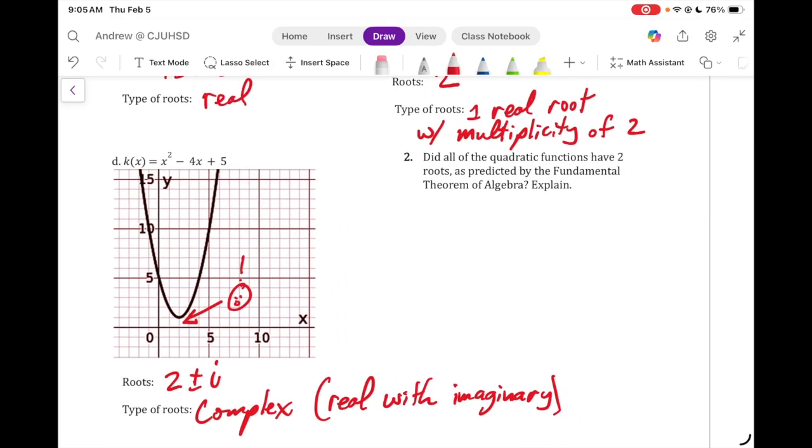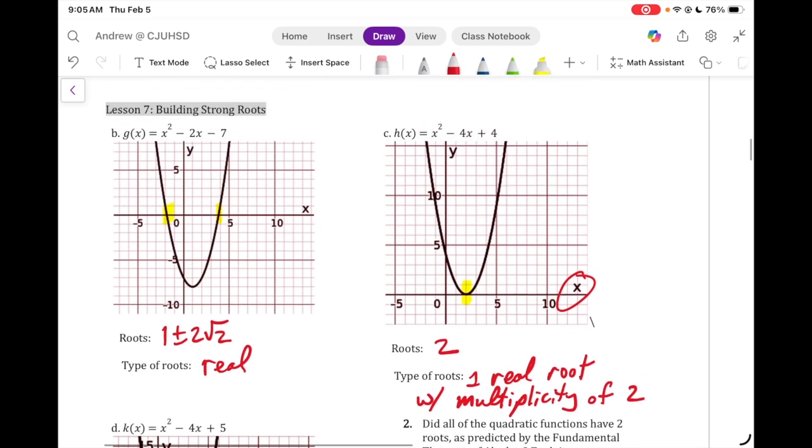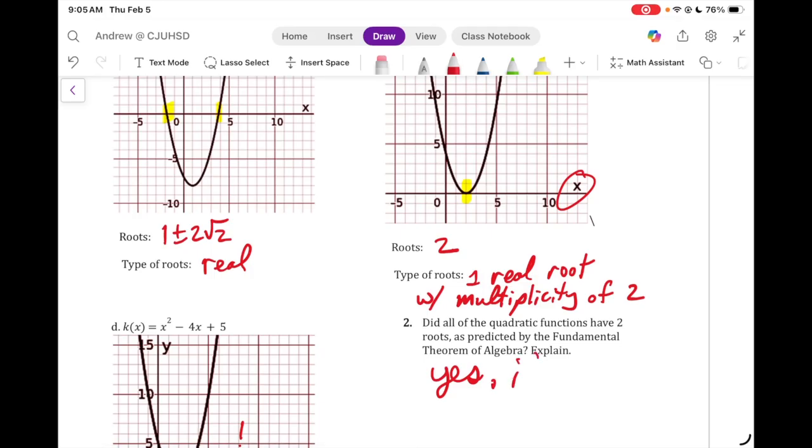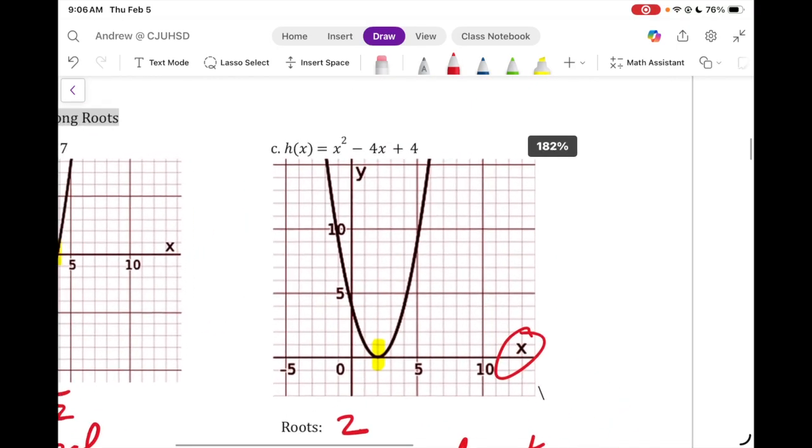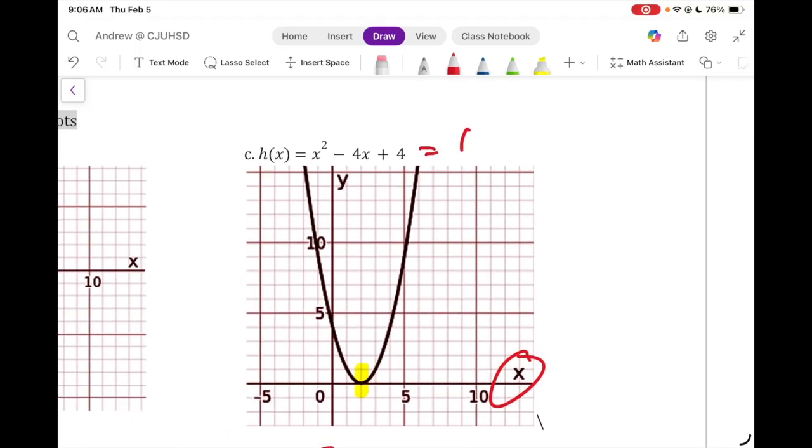Number 2, did all the quadratic functions have 2 roots as predicted by the fundamental theorem of algebra? Yes, but you have to count multiplicities for twice. So that would be, let's see which one did that. That would be C. Multiplicity in part C. And by the way, if we factored this, this would be x minus 2 squared. So that squaring of a root is what led to that happening.